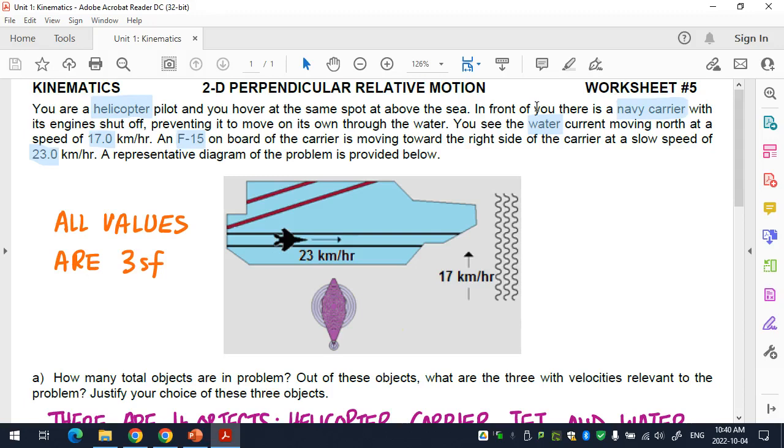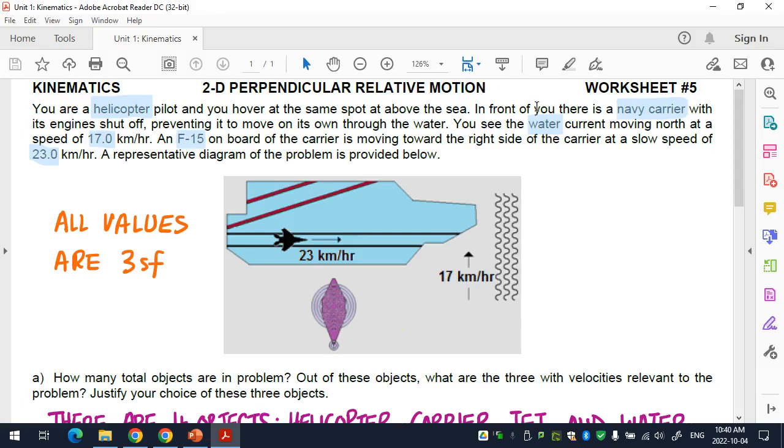F-15 where? On the carrier. Jet. What does it do? So to me, this would be the right side. Like to me, this is my right. The jet is moving this way. Keep going.